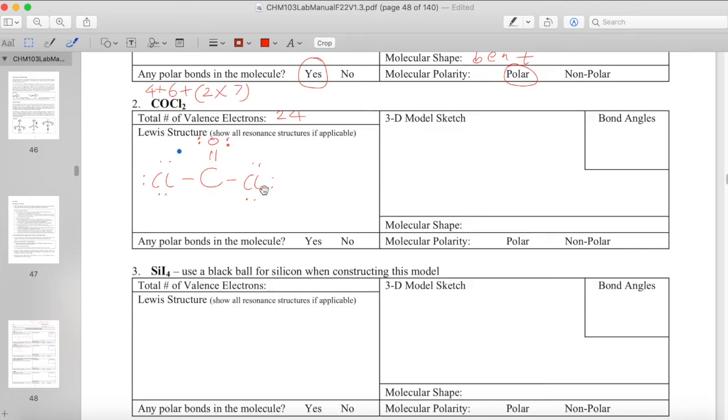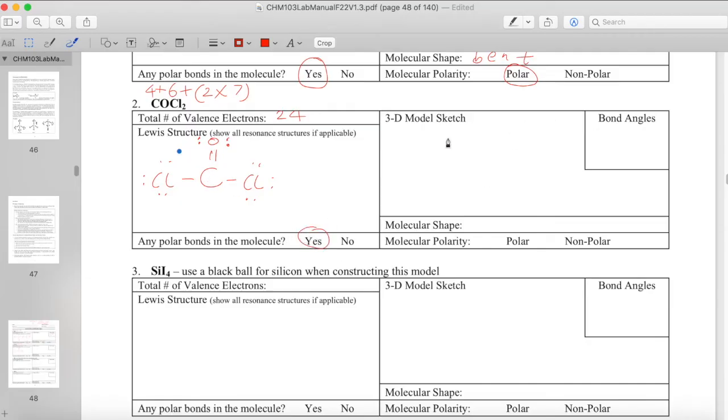So I talked way too much about that third rule that we're not going to deal with. Are there polar bonds in this molecule? Yes, there's a difference in electronegativity between carbon and oxygen. Oxygen is very electronegative, carbon is not. That's a very polar bond. Likewise, chlorine is much more electronegative than carbon, so again we've got a difference in electronegativity here, so these bonds are going to be polar.